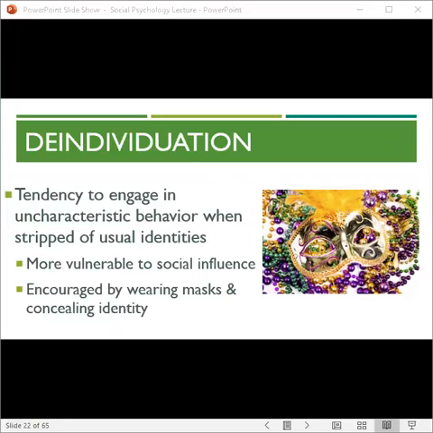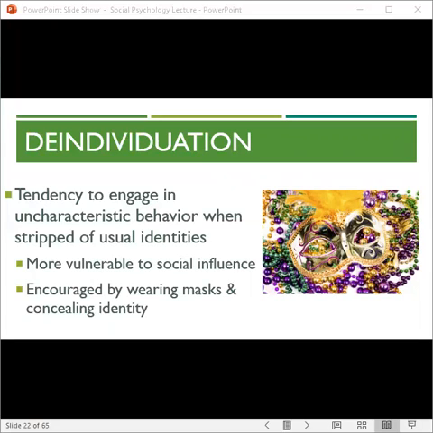Wearing masks, and by this I mean masks that cover your whole face, not coronavirus masks, like Halloween masks or Mardi Gras masks, that overall conceal your identity. Wearing masks can increase de-individuation because people don't know who you are, creating a greater vulnerability to social influence. So ever seen crowd riots where people have their faces covered? Hiding your face or creating this sense of anonymity may play a role in conformity.